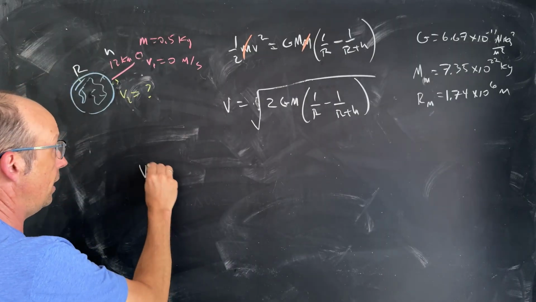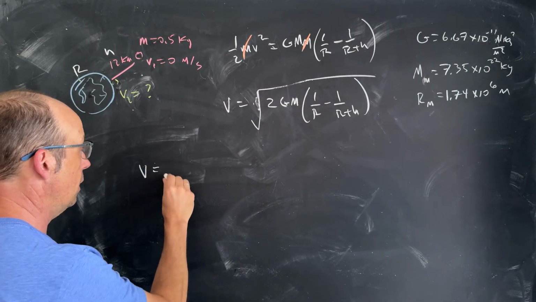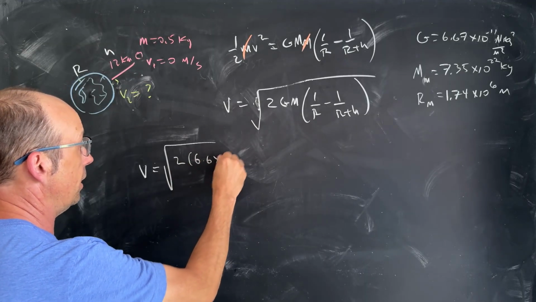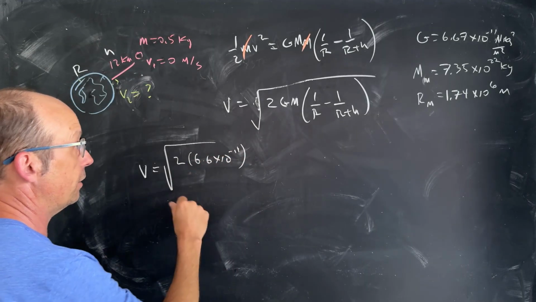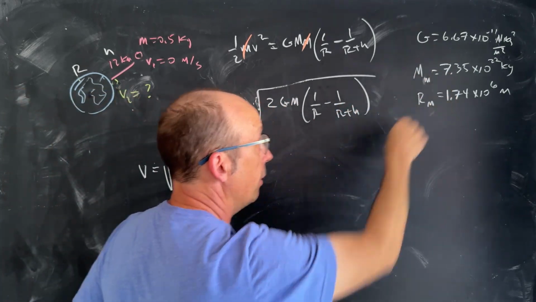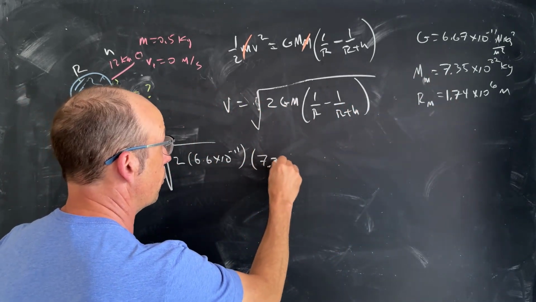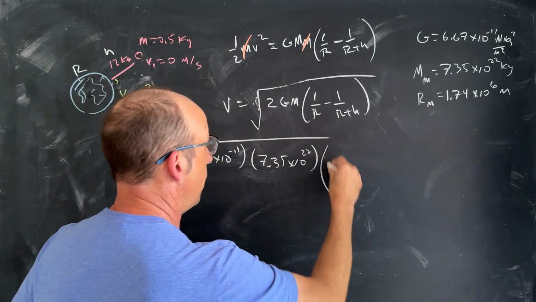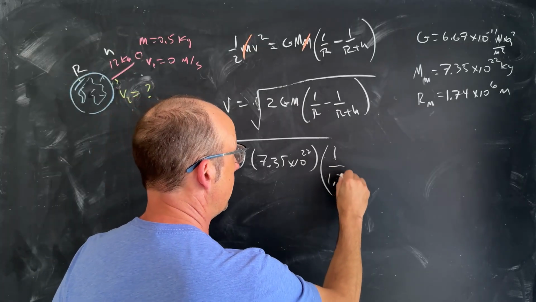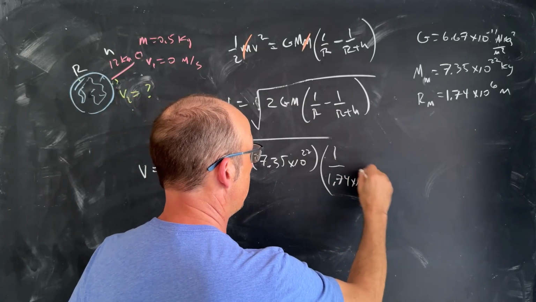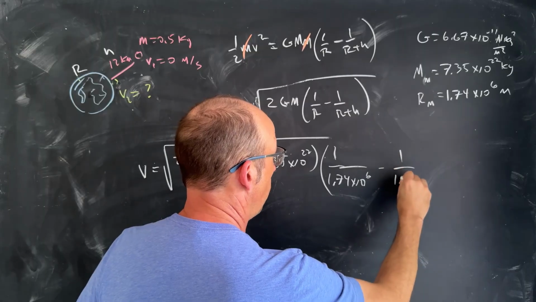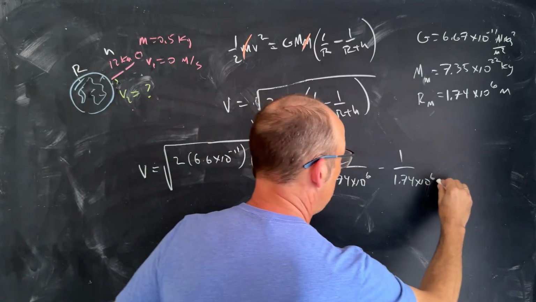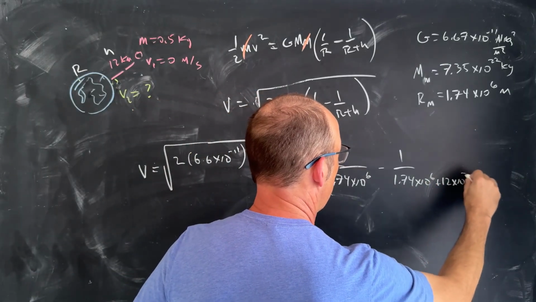So I'm going to say V, I'm going to put in my numbers without units. The square root of 2 times 6.67 times 10 to the negative 11th, right, that's G. The mass of the moon, I put it up here. You can look it up too. 7.35 times 10 to the 22. And then I'm going to have to multiply that by 1 over 1.74 times 10 to the 6th minus 1 over 1.74 times 10 to the 6th plus 12 kilometers. So it's going to be plus 12 times 10 to the 3rd.